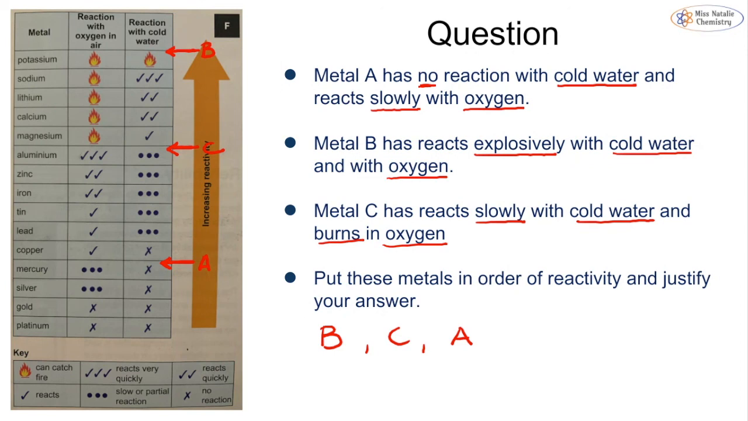Now you could write that out as a sentence because you wouldn't be able to obviously explain it as a video, but they would give you very specific information they would want you to say. But we want to say that B is the most reactive because it reacts explosively. Then C, because it still reacts with the water and it burns in oxygen. And then A, because it has no reaction with cold water and it reacts slowly with oxygen. So just by using the reactivity series, we can figure out what these unknown metals are in terms of their reactivity.